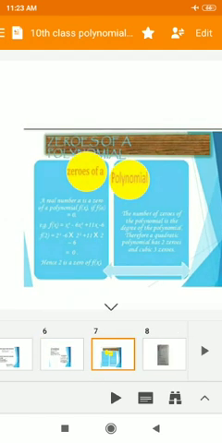The next comes zeros of a polynomial. Definition, children, a real number alpha is a zero of a polynomial f of x if f of alpha is equal to 0. Example, f of x is equal to x cube minus 6x square plus 11x minus 6. So in place of x, I have substituted 2 in next step. So f of 2 is equal to 2 to the power of 3 minus 6 into 2 to the power of 2 plus 11 into 2 minus 6. When you simplify this one, the value is 0. Hence, 2 is a zero of f of x.